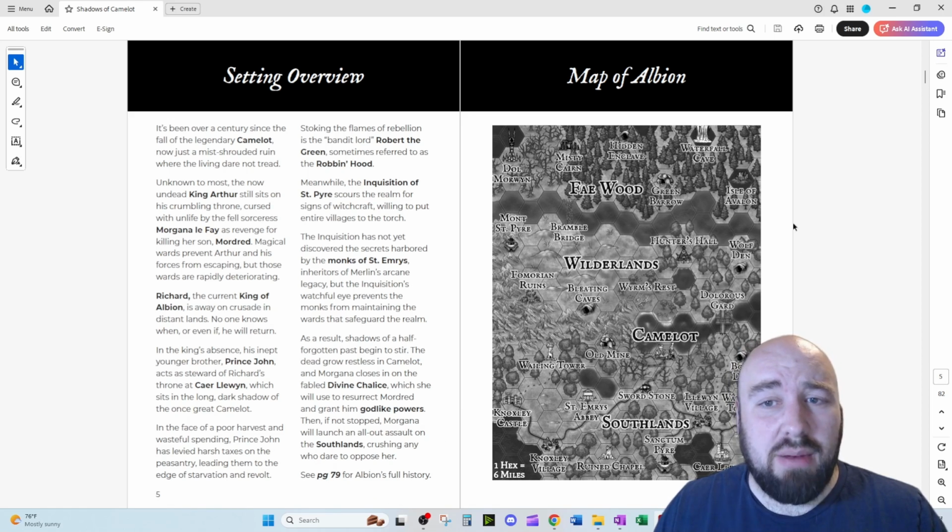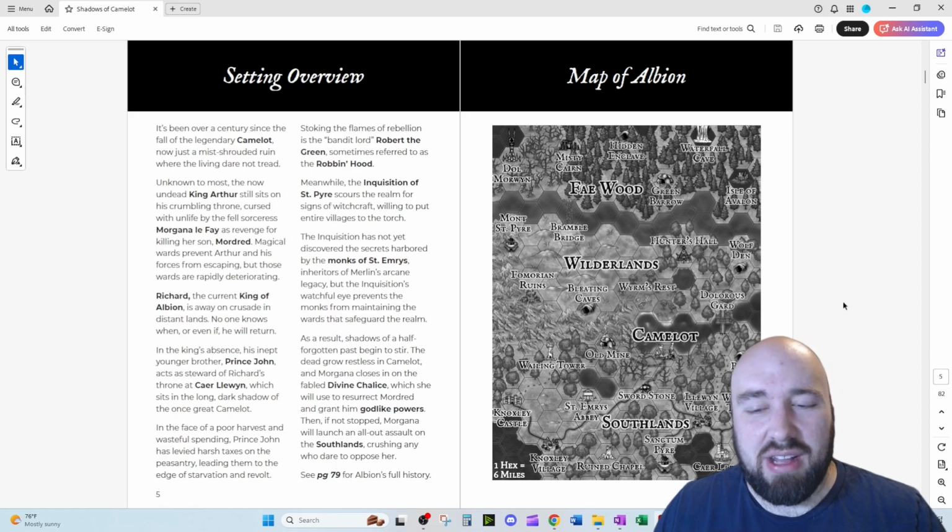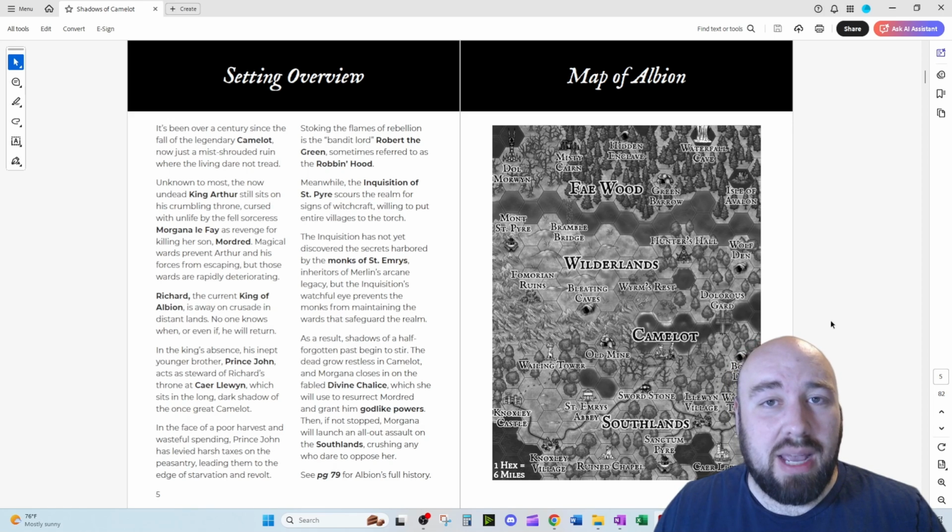Over here on the right-hand side, we see a hex map for the region of Albion, broken down into the 4 major regions: the Southlands, the Wilderlands, the Feywood, and of course the Mists of Camelot. And also in this map are the clearly labeled 27 points of interest, which we'll talk about in just a minute. And of course, these are all 6-mile hexes, in accordance with the core Shadowdark rules for hex crawling.